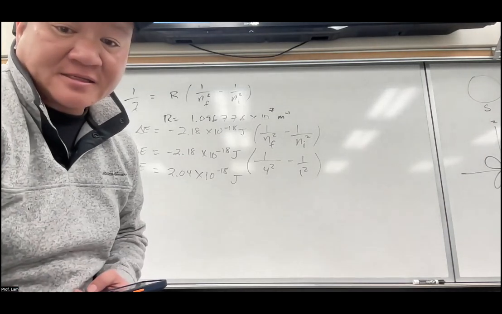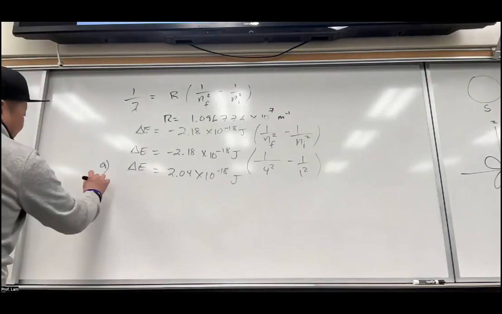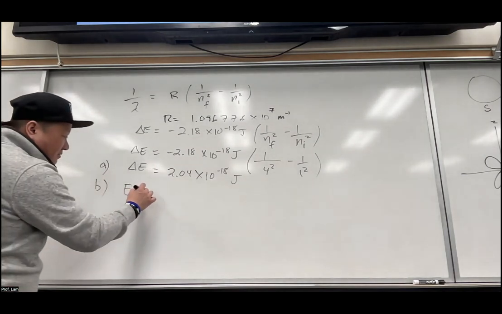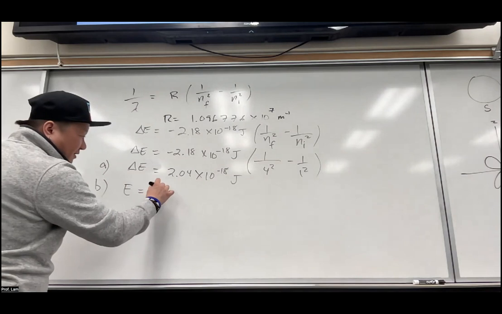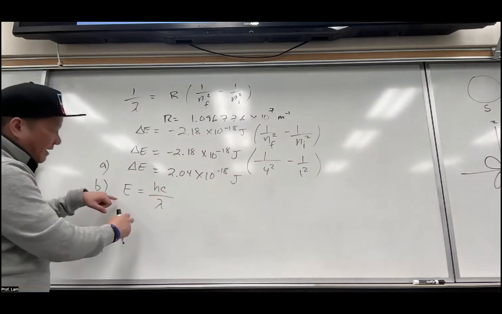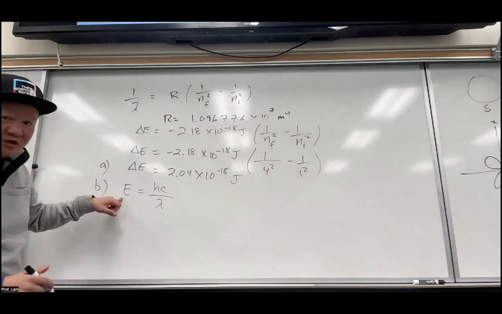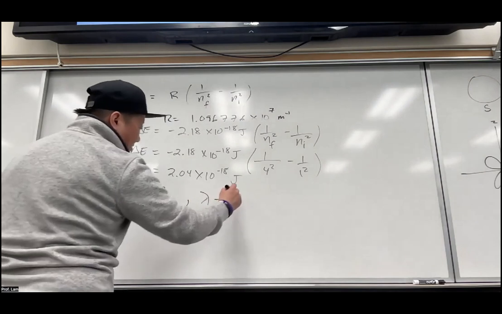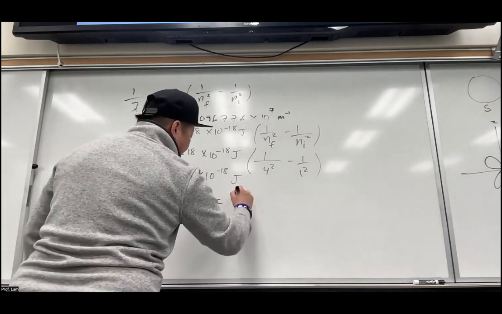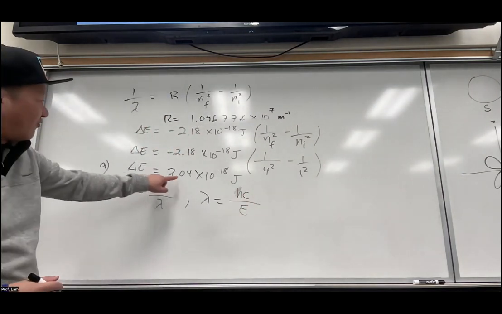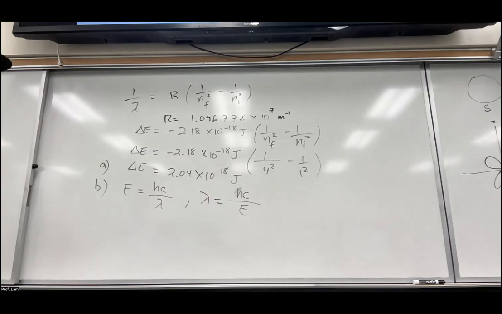And then in B, it asks us for the wavelength. So remember the energy equation, Einstein's energy equation, E is equal to hc over lambda. That's on your equation sheet. That's the equation that's going to relate wavelength to energy. So now you just have to solve for lambda. The lambda is going to be equal to hc over E. And we just solved for E, so all we have to do is plug that in.